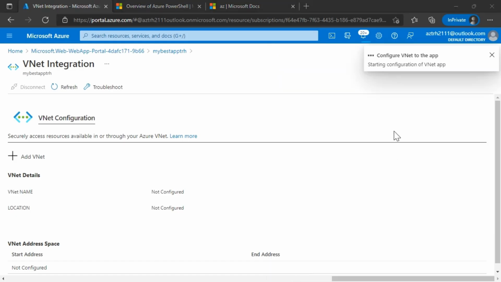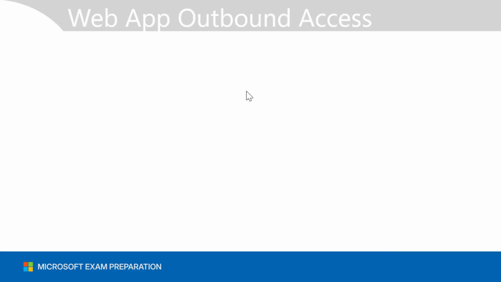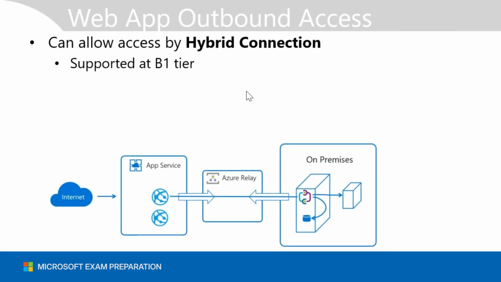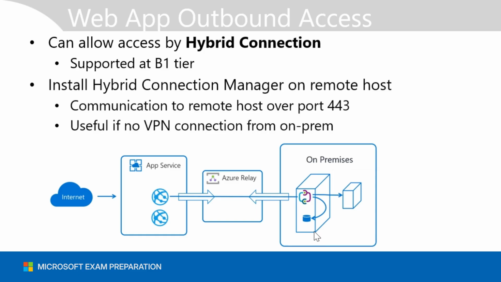Now the other choice for outbound access is to set up what's called a hybrid connection. So this is an interesting choice if you have code running in a web app and it needs to talk to something on premises. So imagine you have a database on-prem and you left it on-prem for security reasons perhaps, but your web app out there in Azure needs to talk into that database. Now you can set up this hybrid connection even without a VPN installed. So this is a nice feature.